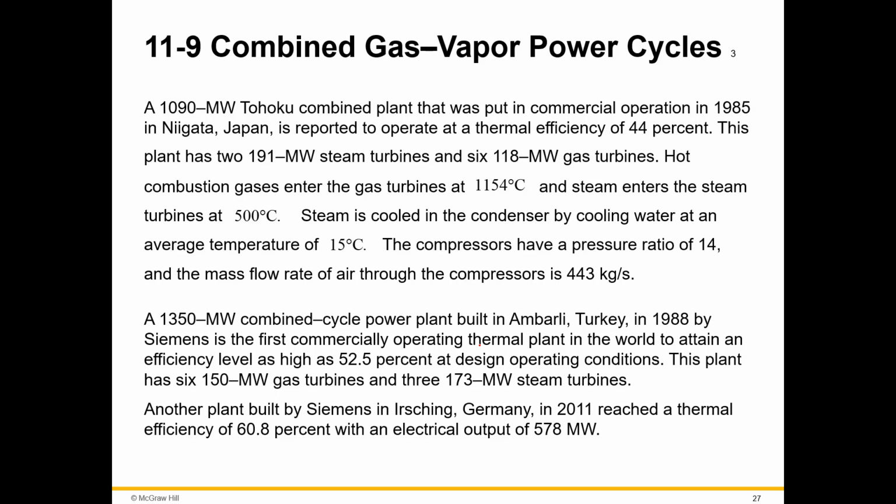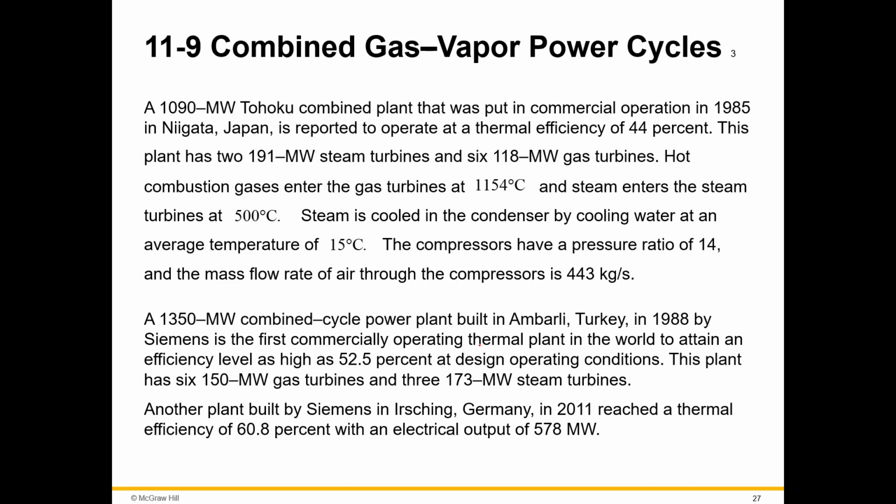So this 1090 MW Tohoku combined power plant that was put into commercial operation in 1985 in Japan is reported to operate at a thermal efficiency of 44%. This plant has two 191 MW steam turbines and six 118 MW gas turbines. Hot combustion gases enter the gas turbines at 1154 degrees Celsius. That is hot. And steam enters the steam turbines at 500 degrees Celsius.